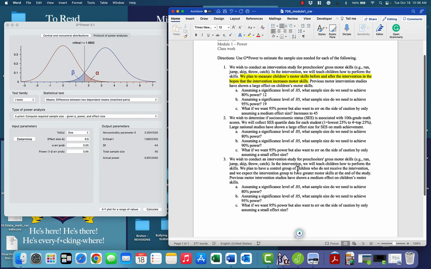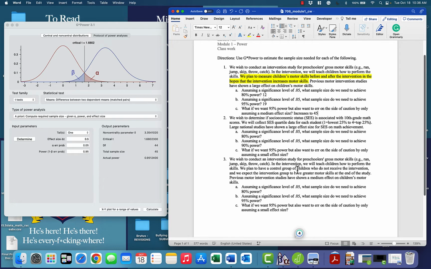All right, now let's go to question 2. We wish to determine if socioeconomic status, or SES, is associated with 10th grade math scores. We will collect SES quartile data for each student, where 1 would be students in the lowest 25% in terms of socioeconomic level, all the way up to 4, which would signify the top 25% in terms of socioeconomic status.